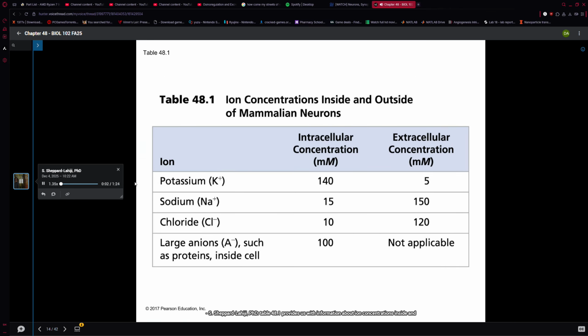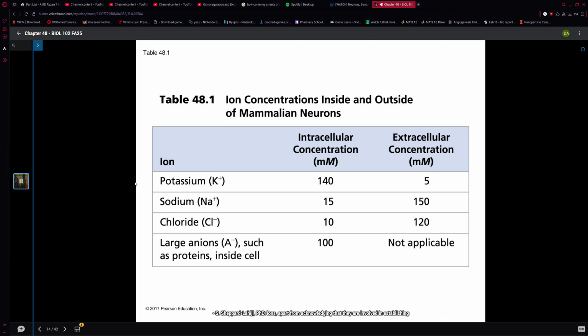Table 48.1 provides us with information about ion concentrations inside and outside of a mammalian neuron. While it provides us with physical numbers, these numbers may be slightly different from other books that you look at that are based on the same topic and also introductory in nature. But what's important to take from this is that the ions that are critical for establishing the resting membrane potential are going to be potassium ions, sodium ions, and chloride ions.